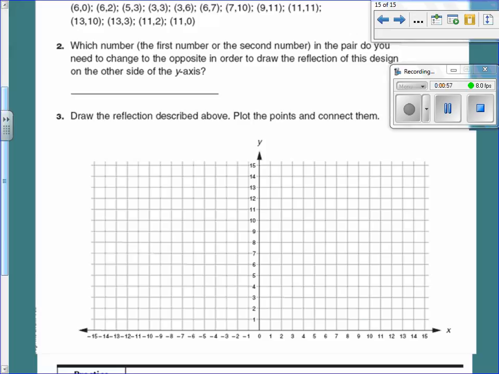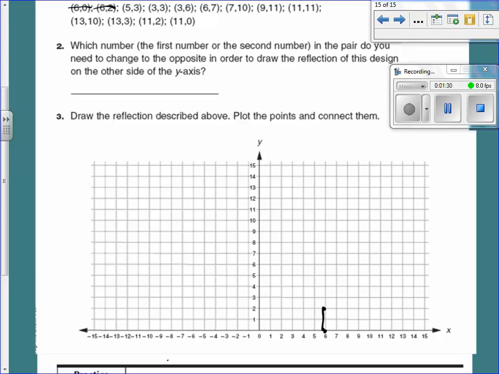So the first point we have is 6, 0. So I go over 6, up 0. This graph's so small. There, 6, 0. Cross that off. Next point I have is 6, 2. So I go over 6, up 2. Plot another point, and then I have to connect it. Alright, cross that off, 6, 2.